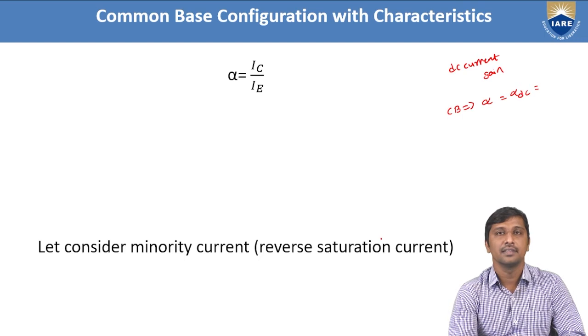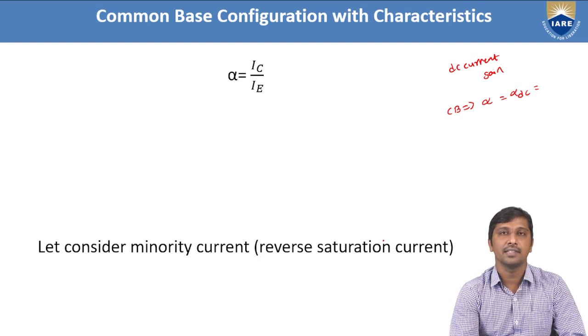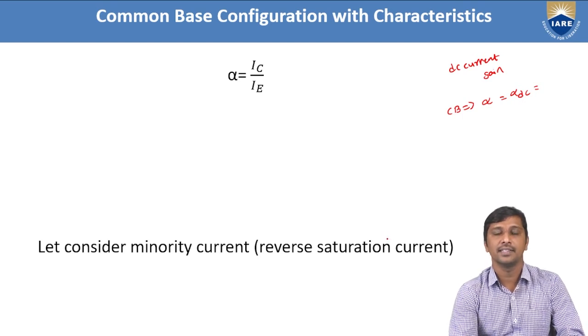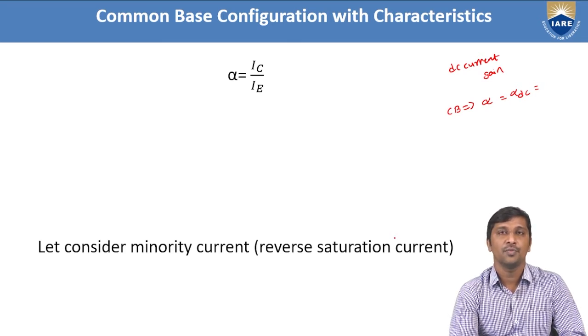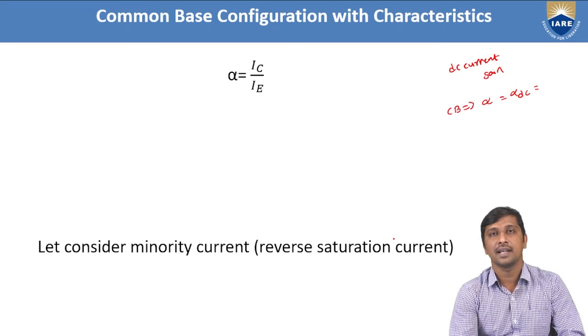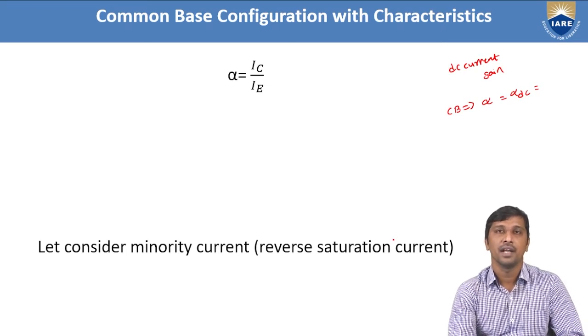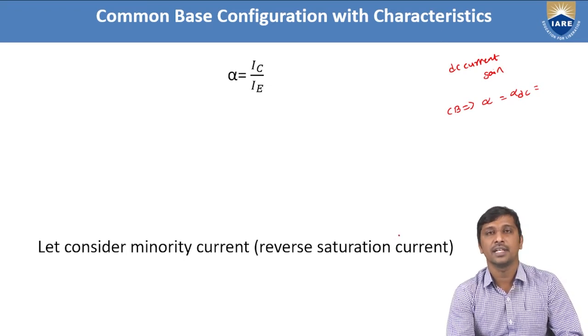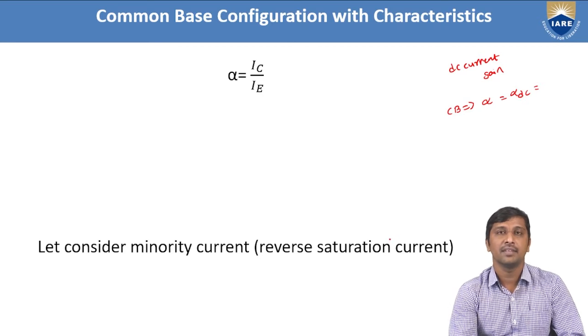And in this case, the current gain is defined as the ratio of output current to the input current. The DC current gain is defined as the ratio of output current to the input current. So here we need to find out which one acts as the output current and which one acts as the input current. Based on the configuration, we know that the collector terminal acts as the output side and the emitter terminal acts as the input side.